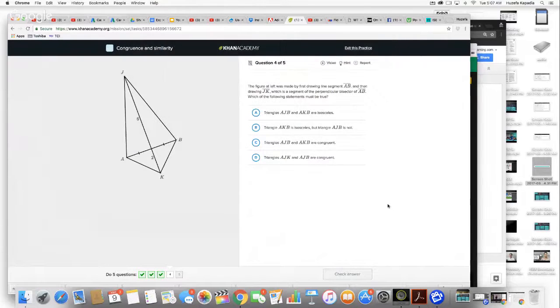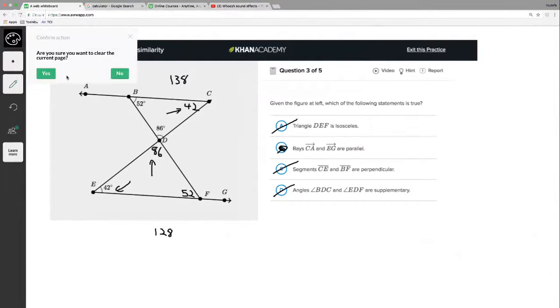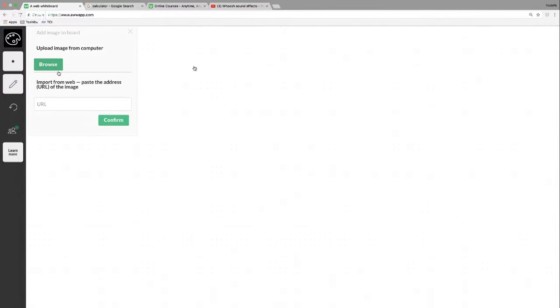Question number 4. I see Spatus is saying geometry is her life, and that's awesome. I love geometry. All right, we got 2 problems left here.